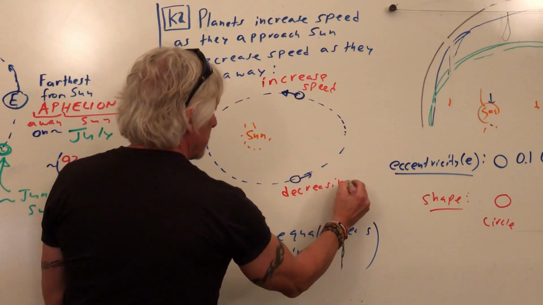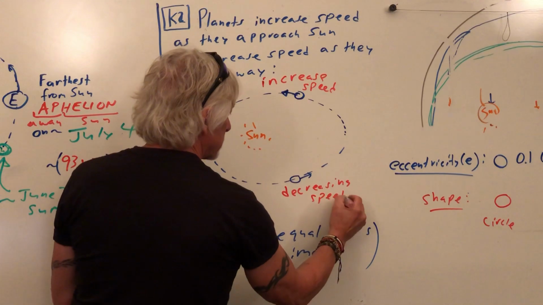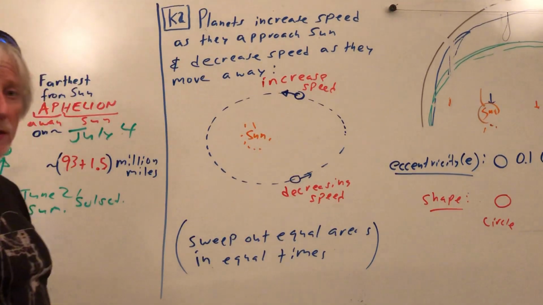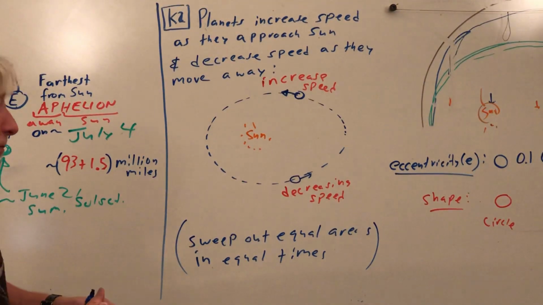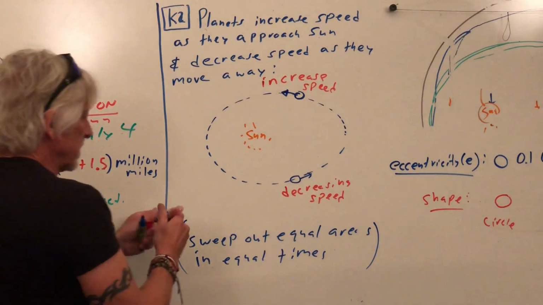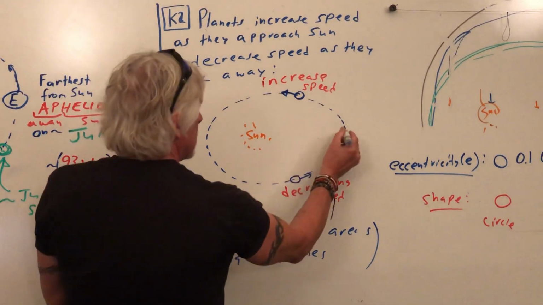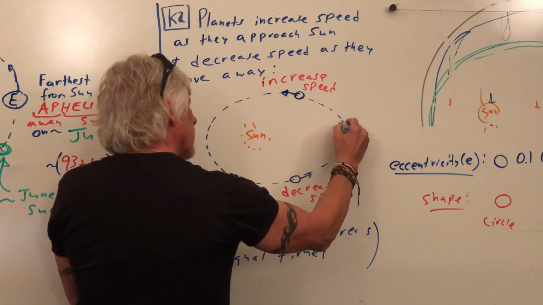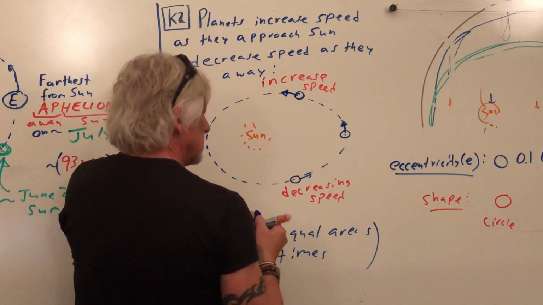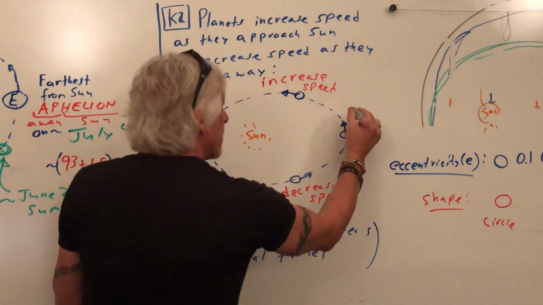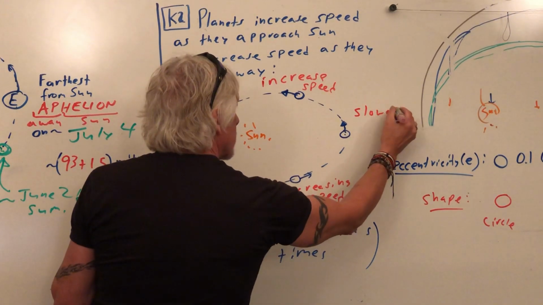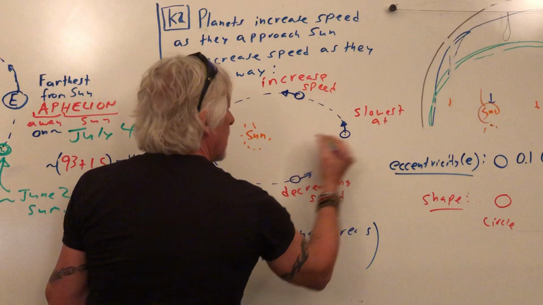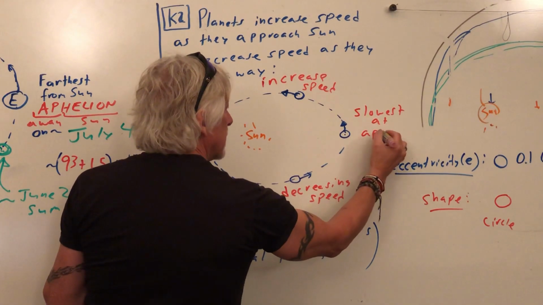And this is what I want people to be able to tell me. Kepler's Second Law says this. In fact, it decreases speed until it's a short arrow now, slowest at what? What do we call that position? Slowest when it's away at aphelion.